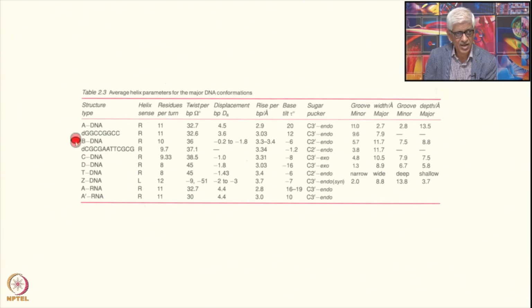The ones which are by and large available in the natural sequences are the B DNA and the A DNA, and even there the RNAs are mostly in the A form and the DNA is in the B form. This also depends on the extent of hydration, how much is the water content. Depending upon that you get slightly different structures.